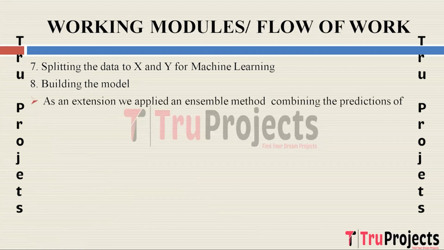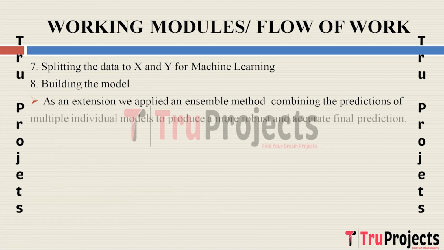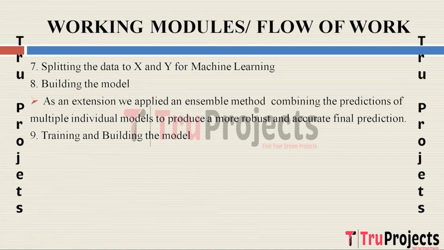As an extension, we applied an ensemble method combining the predictions of multiple individual models to produce a more robust and accurate final prediction. Training and building the model. This step emphasizes the training aspect of the model building process. Models are trained on the provided data to understand patterns and relationships between features and network attacks.